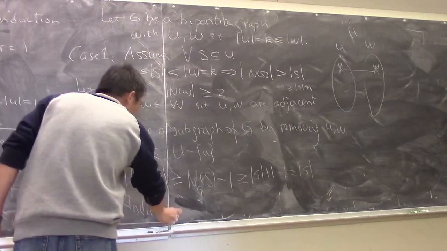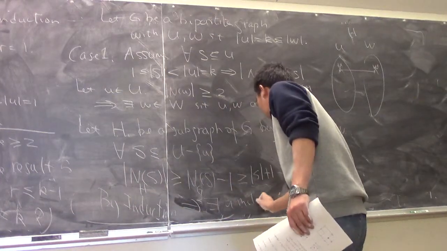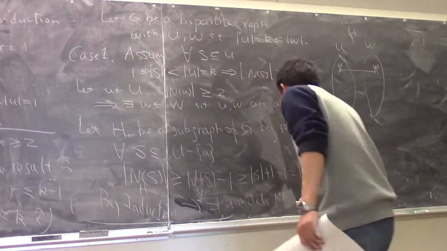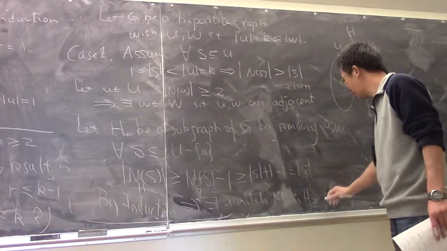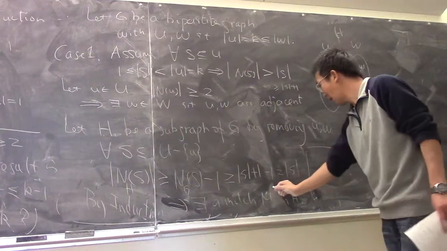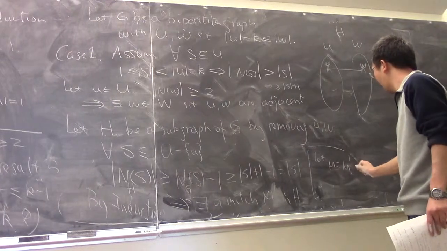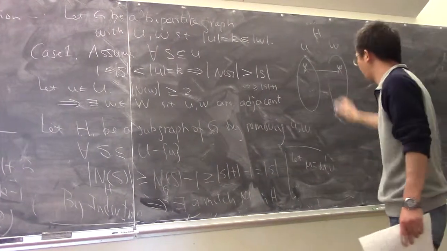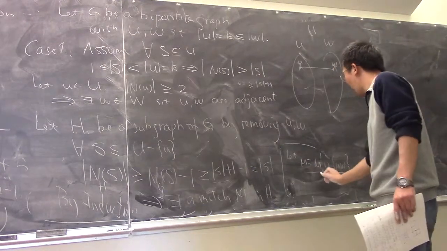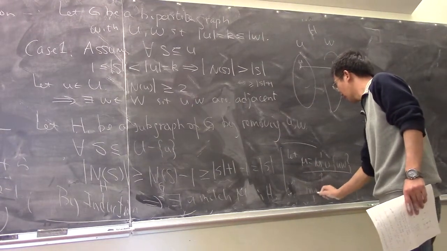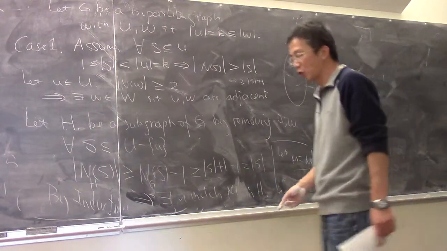By induction, which means there exists a matching M prime, which is in H. But now that's easy. What you need to do is let M be M prime union with one more match, UW. And this is going to be my new matching. That's a matching in G that satisfies the condition.